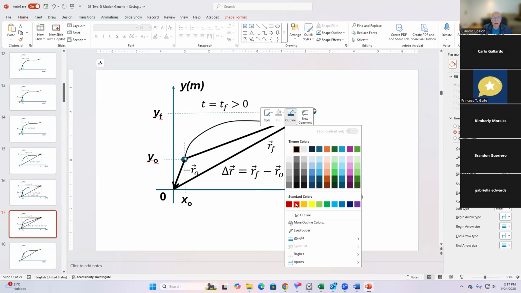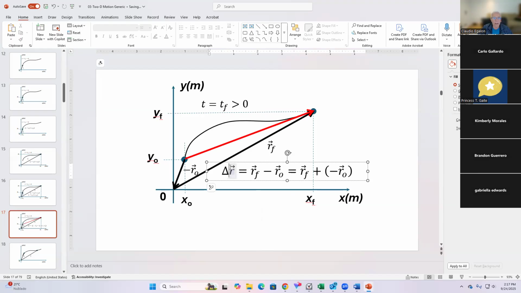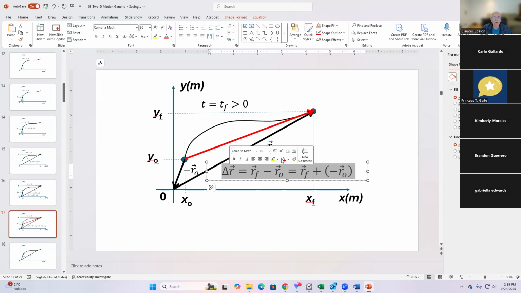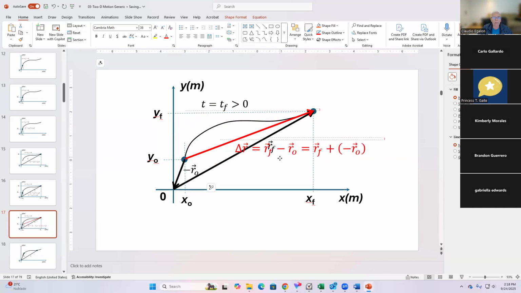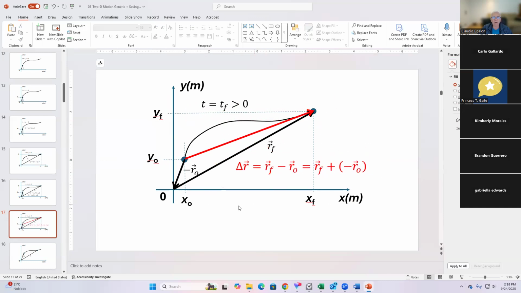Let's put that in red. And I'll put that in red as well. Okay. And now that I put that in red, let's keep it here. That's my delta R vector.